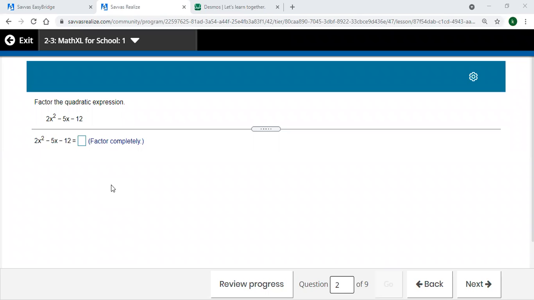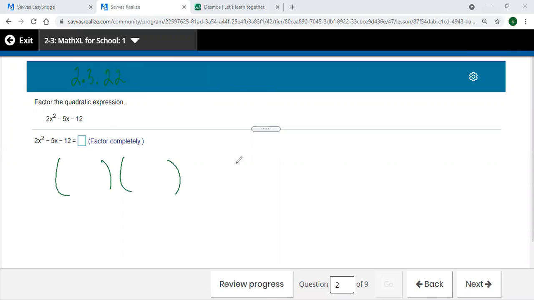Right, still working on some quadratic factoring here. And we're working in Algebra 2, lesson 3. And let's see what we have this time. So we've got this 2x squared.